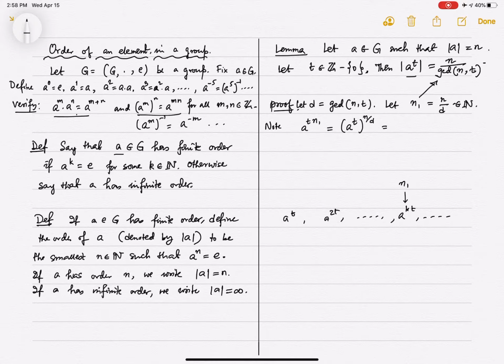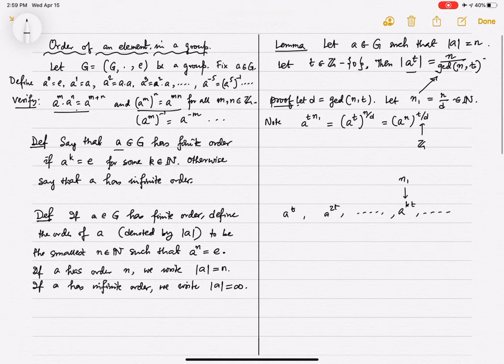So this is the same as a to the power n to the power t over d, because that's the same number. It looks like a fraction, but this is also an integer, because d divides t. But a to the power n is identity because a has order n. So this is identity to the power t over d, and any integer power of identity is just identity again. That shows a to the t n1 is identity.